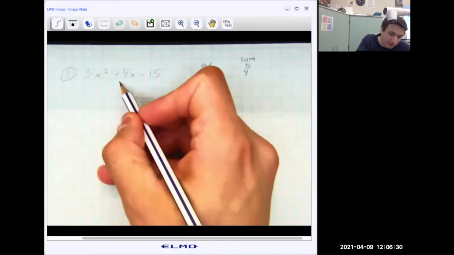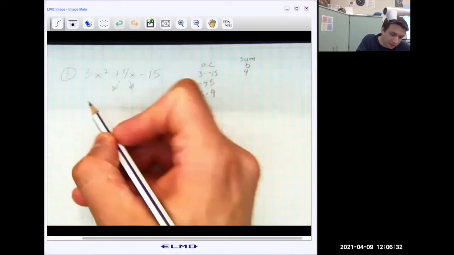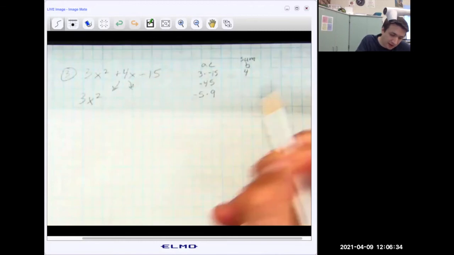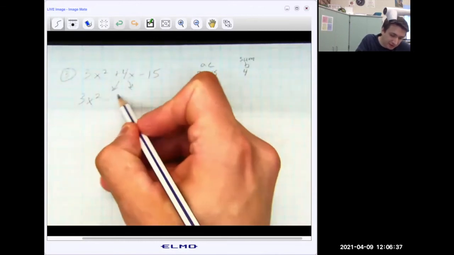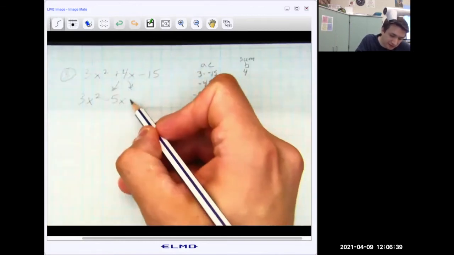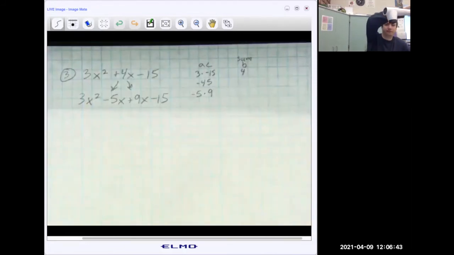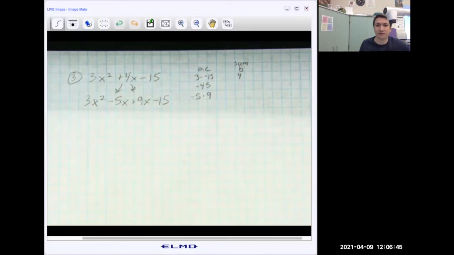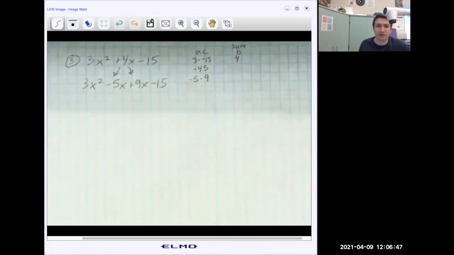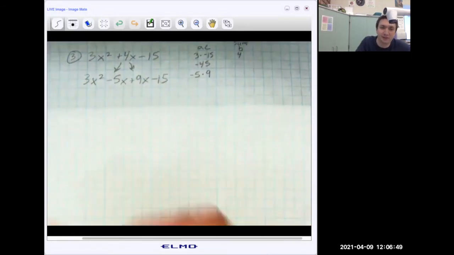I'm going to break apart the middle term. We're going to go 3x squared minus 5x. Again, it doesn't matter which one comes first. Plus 9x minus 15. Losing a little focus there. There we go. And now kind of the same things as before.